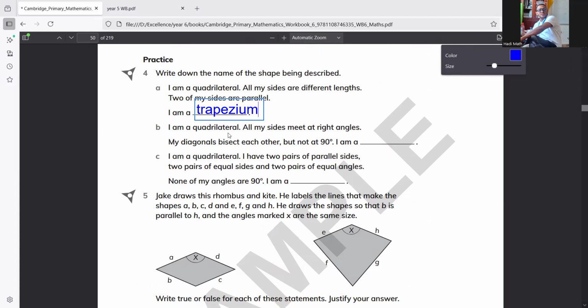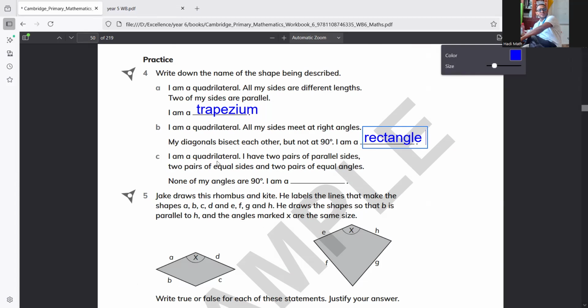I'm a quadrilateral. All my sides meet at right angles. Now when I say all my sides meet at right angles, I am one of two: a square or a rectangle. My diagonals bisect each other, but not at 90 degrees. When we say not at 90 degrees, this is a rectangle, because in a square the diagonals meet at 90 degrees.